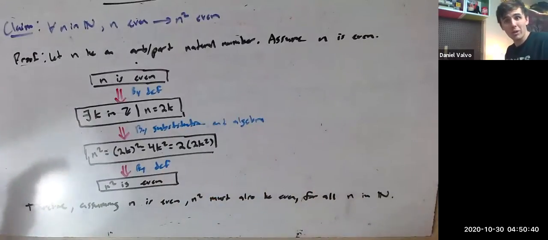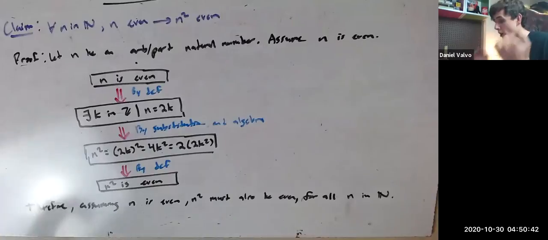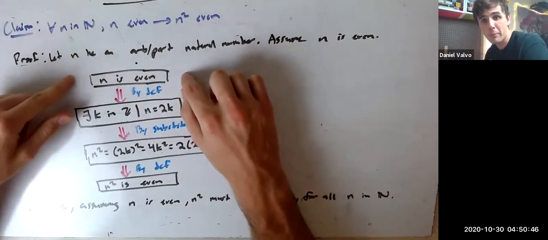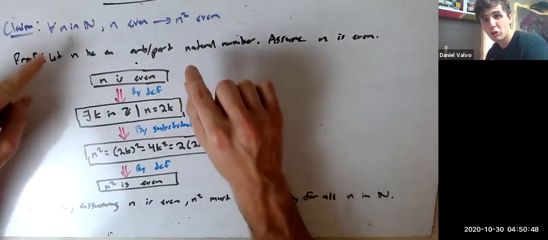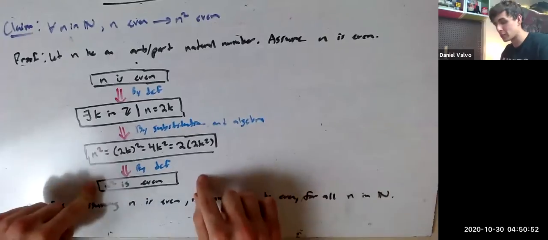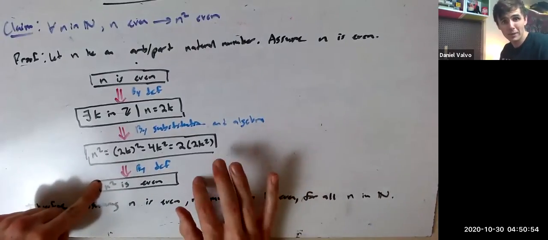All direct proofs go like this for universal statements. They all start by assuming n is some arbitrary element with a certain property, in this case the property that n is even, and trying to show that that property will lead to a property, which will lead to a property, which will lead to the property you want. In this case, n squared being even.